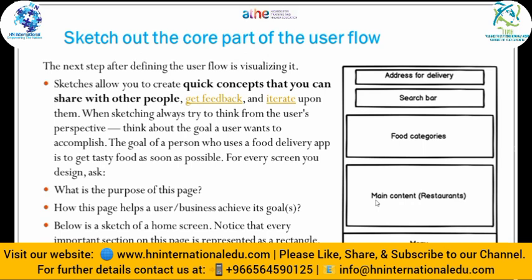And here is this home screen sketch, and you can see that every important section on this page is represented as a single rectangle. For example, address for delivery, search bar, then we have food categories, and main content, for example, restaurants and menu. These are the core parts of the user flow. For example, a user wants to check what restaurants are available, so we can click on this. Then definitely we have a next screen. If he wants to see different food categories, he may click on food categories. So these are some of the core parts of a food delivery app that the user can interact with.